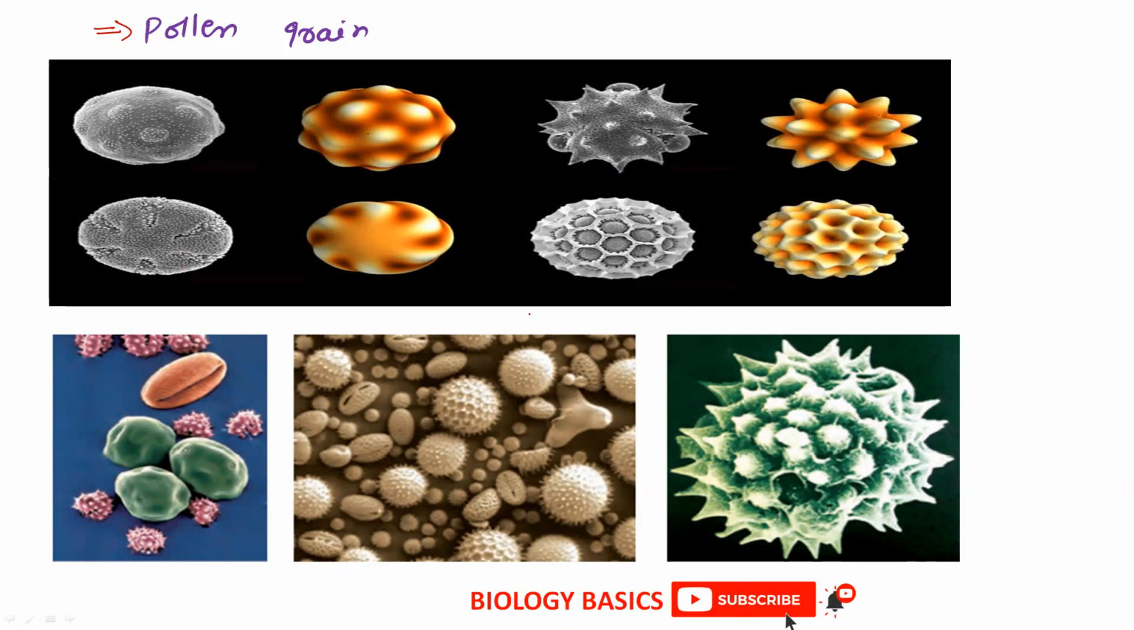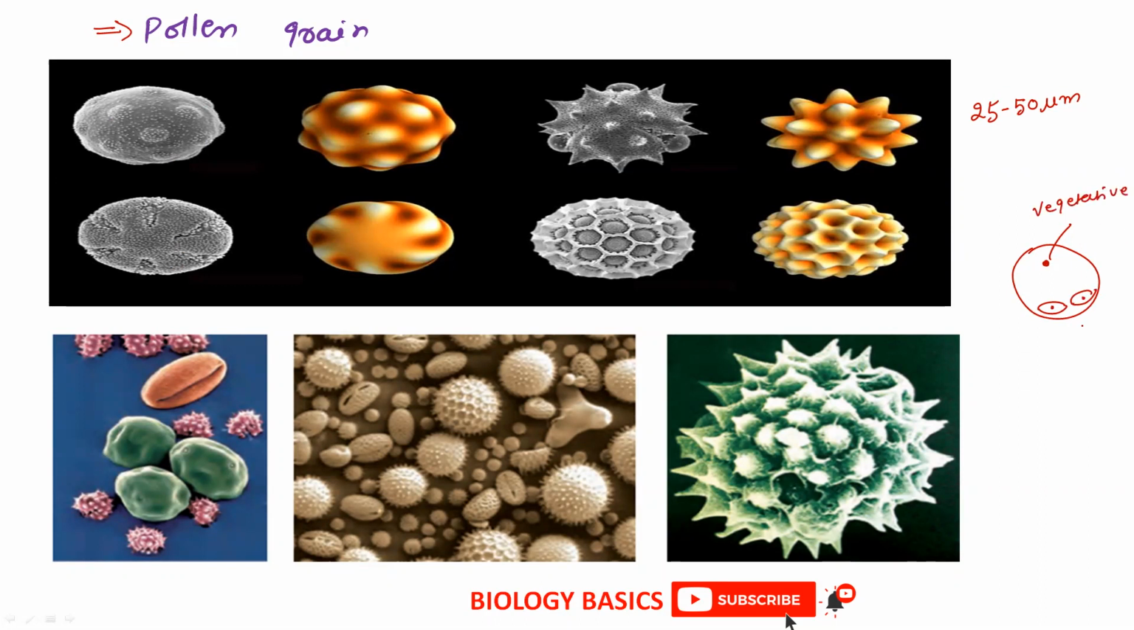Now, this pollen grain comes in various shapes, and the diameter is 25 to 50 micrometers. Just to recall, I'm simply drawing a rough sketch of the pollen grain. The mature pollen grain consists of two things.